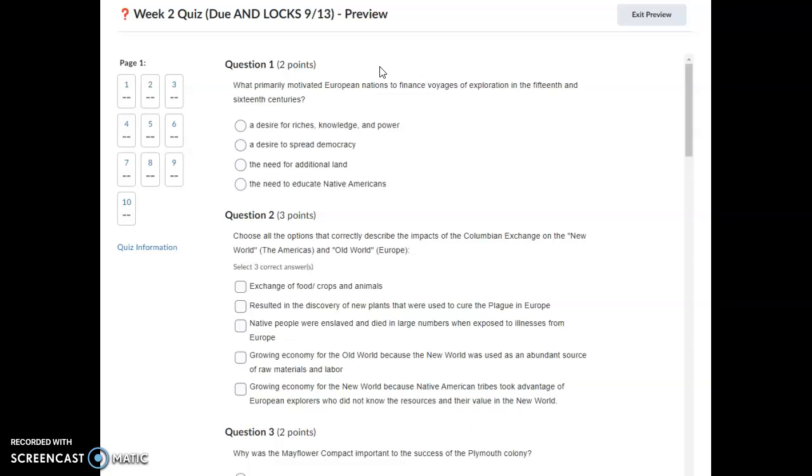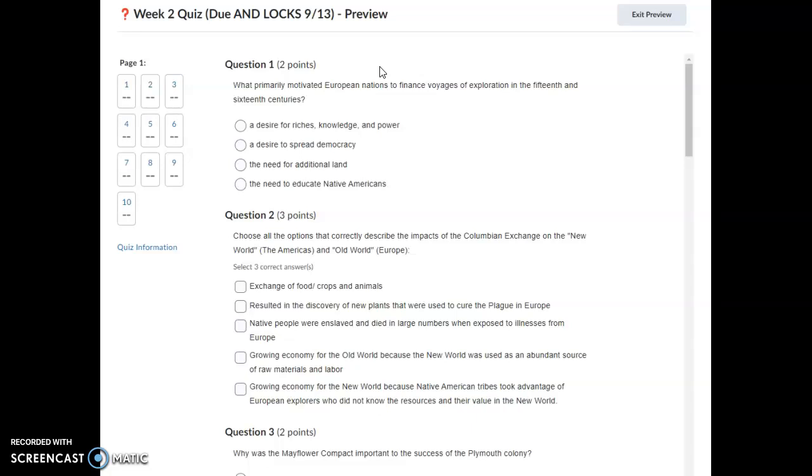Question number 1, what primarily motivated European nations to finance voyages of exploration in the 15th and 16th centuries? A, a desire for riches, knowledge, and power. B, a desire to spread democracy. C, the need for additional land. D, the need to educate Native Americans.